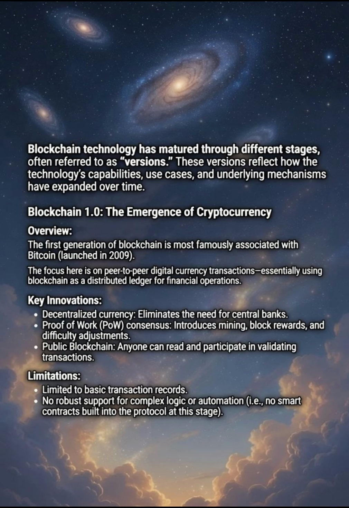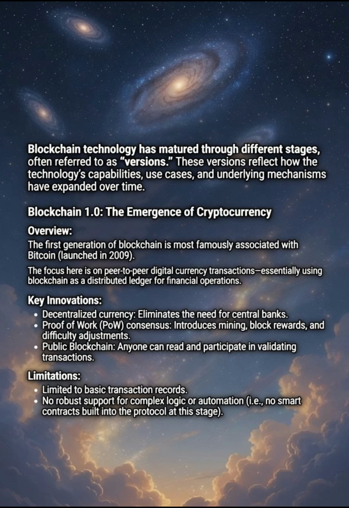Overview: the first generation of blockchain is most famously associated with Bitcoin, launched in 2009. The focus here is on peer-to-peer digital currency transactions, essentially using blockchain as a distributed ledger for financial operations. Key innovations: decentralized currency eliminates the need for central banks. Proof of work (POW) consensus introduces mining, block rewards, and difficulty adjustments.